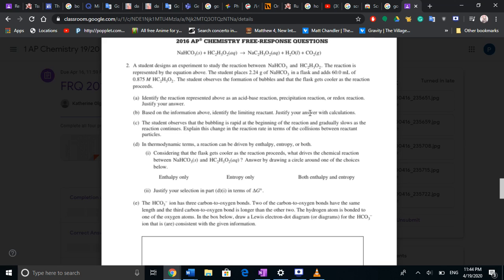For question A, they asked us to identify the type of reaction. Is this acid-base, precipitation, or redox? Well, right off the bat, it is not a precipitation reaction, because on our product side, all of our products are either aqueous, a liquid, or a gas. Since no solid was formed in this reaction, it is not a precipitation reaction.